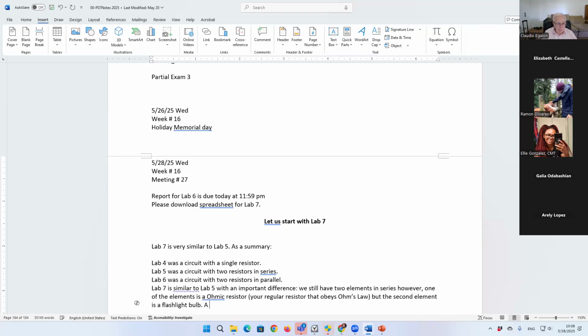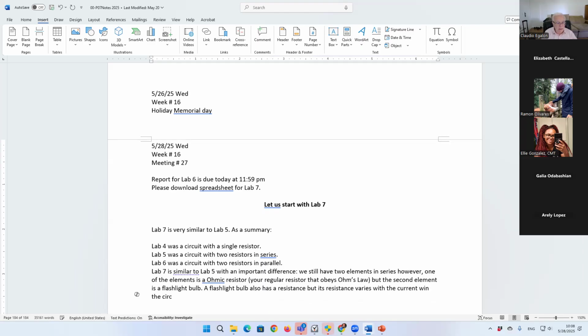Okay, a flashlight bulb also has a resistance. But its resistance is not constant. It's not constant. But its resistance, let's put here, varies with the current in the circuit. Okay? In the circuit.